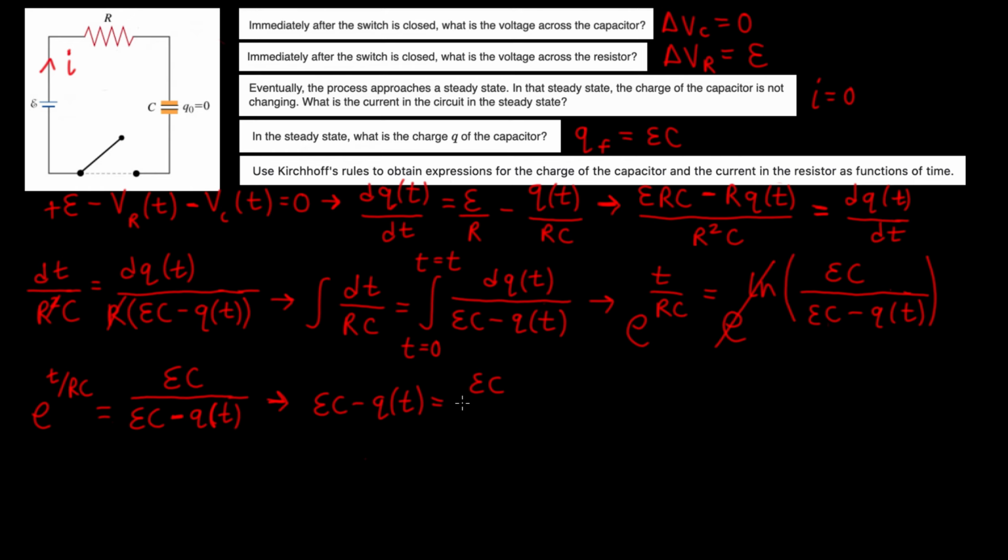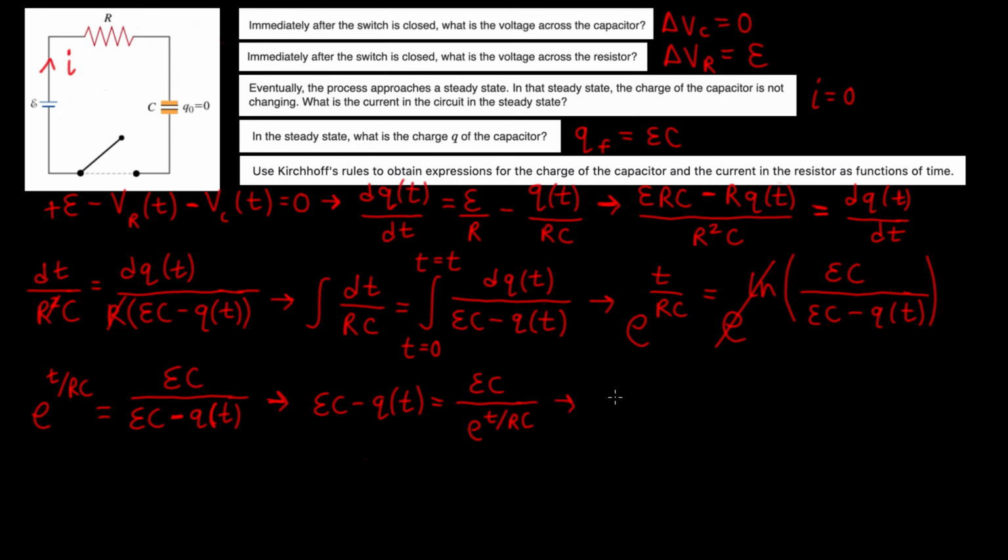If we divide both sides by e to the power of t over rc, we bring that term over to the denominator of the right-hand side. So it would look something like this. And remember that we're trying to solve for this variable q of t. So let's add that to the right-hand side. And so then we'll bring q of t over to the right-hand side. And let's bring this term over to the left-hand side by subtracting it.